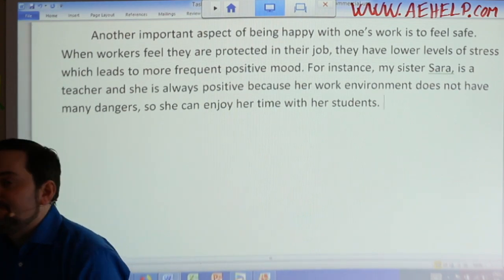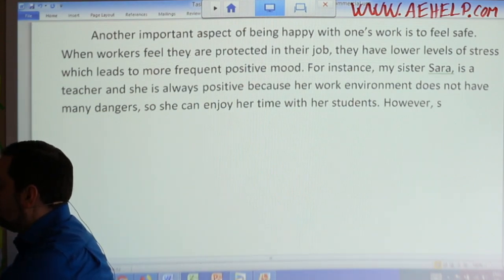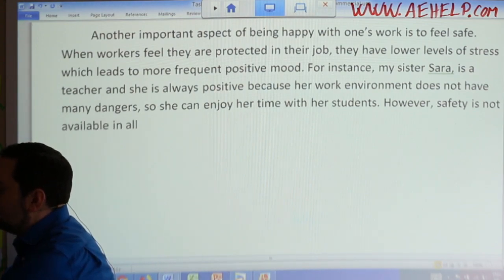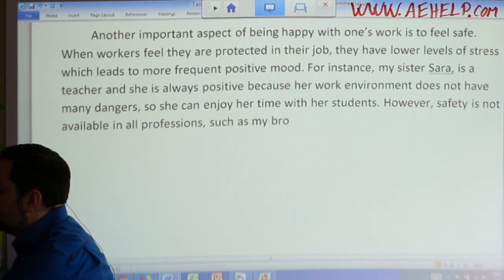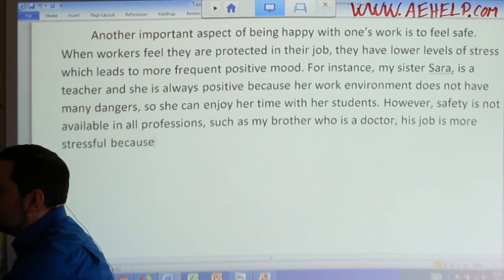Okay, now we want to finish this paragraph. However, safety is not available in all professions, such as my brother who is a doctor. His job is more stressful because he is always in danger of getting sick.